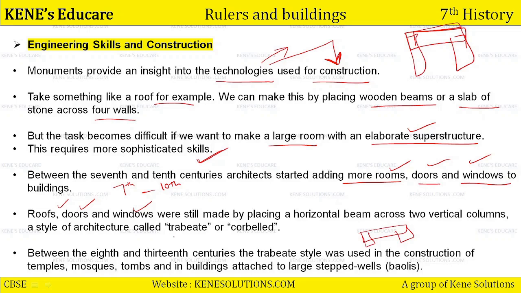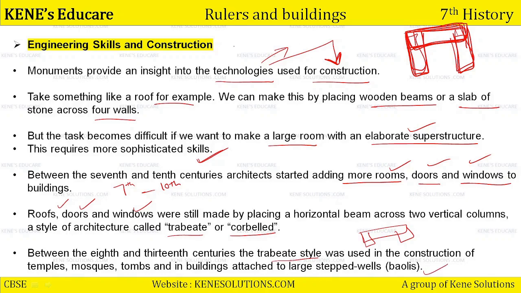This style of architecture was called trabeate or corbelled system. क्या बोलेंगे? Trabeate or corbelled. क्या system होता है? When you have 2 vertical columns and you put a beam on it. This is corbelled system, also known as the trabeate principle of architecture. Between the 8th and 13th centuries, the trabeate style was used in the construction of temples, mosques, tombs, and in buildings attached to large stepped wells as well.